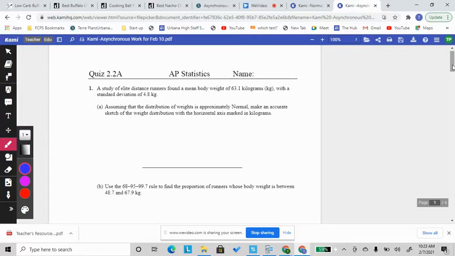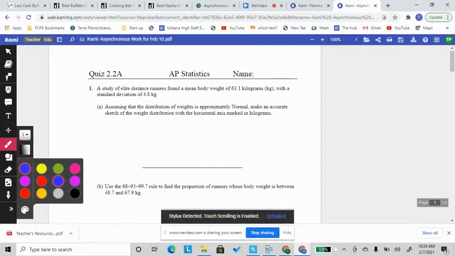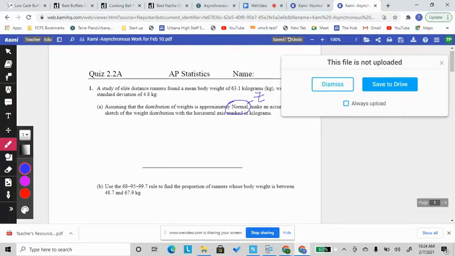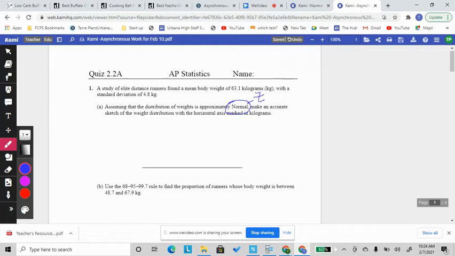Okay, here we go. So a study of elite runners found a mean body weight of 63.1 kilograms with a standard deviation of 4.8. Okay, so assuming that it's normal, anytime you see the word normal in this class, you are going to be using a Z-score. So always look for that word normal, and then you'll be using a Z-score. Make a sketch of the weight distribution.